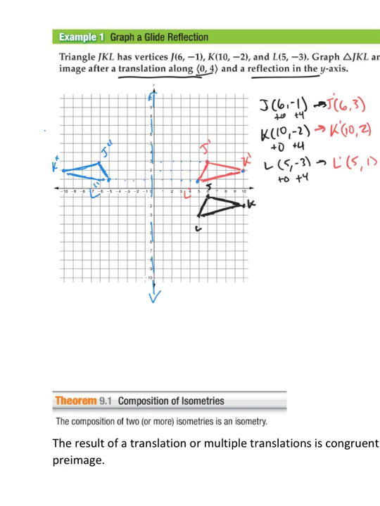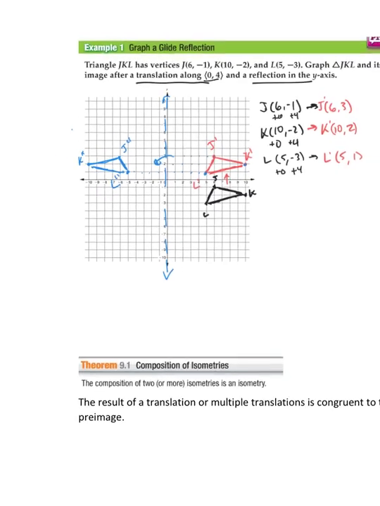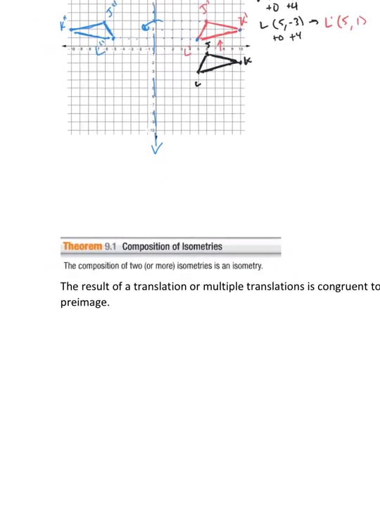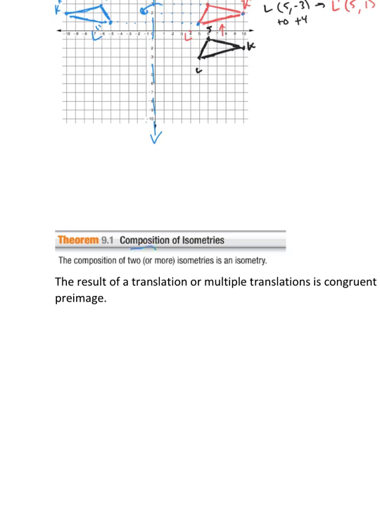Okay? We translated it. That's what this red ended up being. And then we reflected about the y-axis. That gave us our blue triangle. So if you're asked to do a glide reflection, again, you're going to have a translation vector and then a line you're reflecting over. Could be the x-axis, the y-axis, could be y equals x. We've seen those reflections before. Okay, guys, 9-1. Again, just describing composition of isometries, which we already talked about.